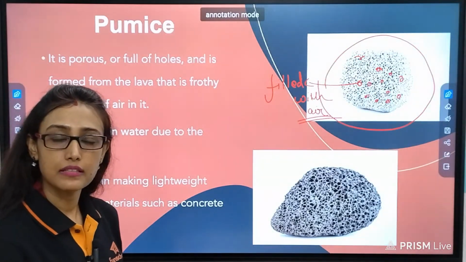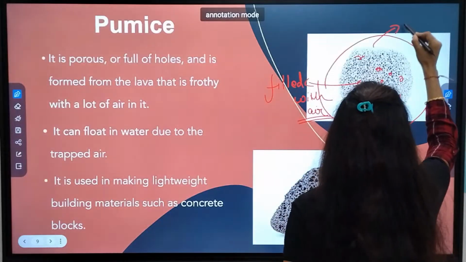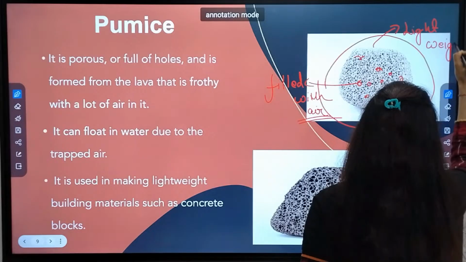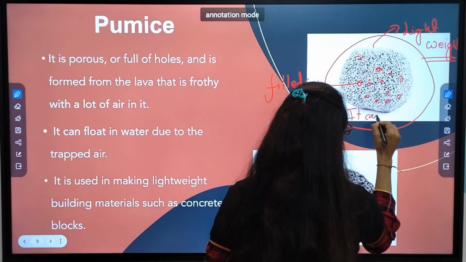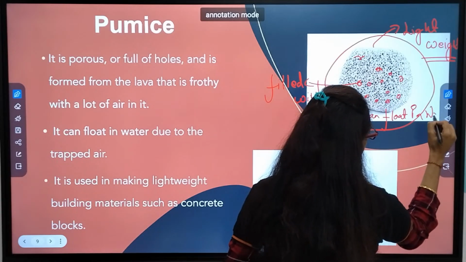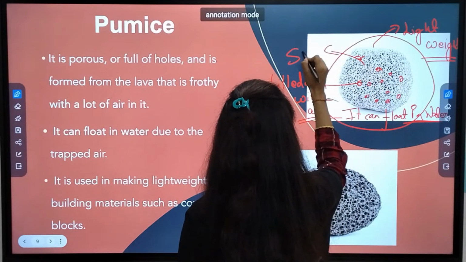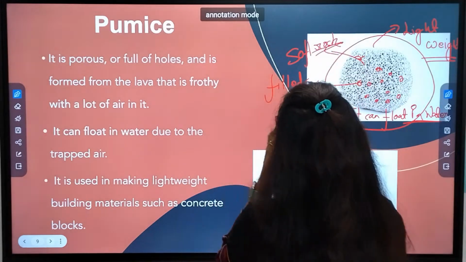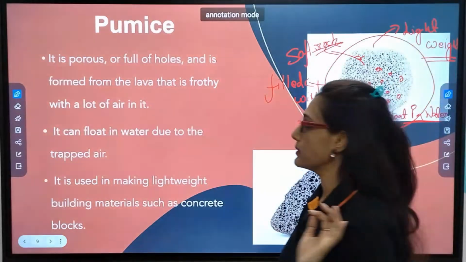So what happens next? If this is filled with air, it becomes what? Lightweight. And the most important thing is it can float in water. Okay, so it is a soft rock. So the first question that will come is: name a rock which is soft in nature. The answer will be pumice.